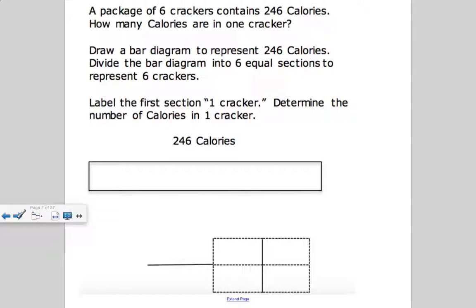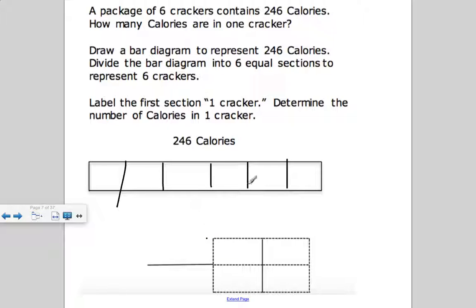So we're going to practice this with the bar model, like I said earlier. A package of 6 crackers contains 246 calories. How many calories are in 1 cracker? So this bar contains 246 calories. I would like to break it down into 6 crackers. 1, 2, 3, 4, 5, 6. So how many calories are there in each cracker? Per cracker. For 1 cracker.